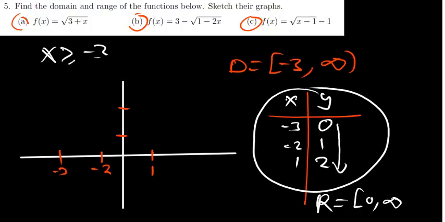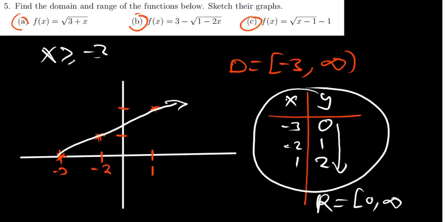So I'll start. What is negative 3 comma 0? It is at this point. Negative 2 comma 1, it is at this point. 1 comma 2, it is at this point. My graph starts from this point going in that direction. I have to put the arrow showing that I don't know where the graph is ending.